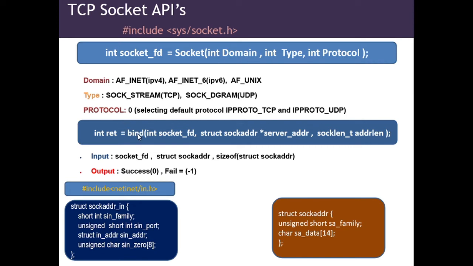Next one is bind. It also has three parameters. The first one is the socket FD, which we get from the socket system call. Then we have the socket address structure, a kernel data structure that maps your socket FD with a particular port and IP. Next is the length of the structure being passed. On success it will return 0, and on failure it will return -1.